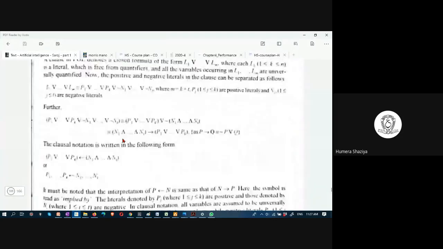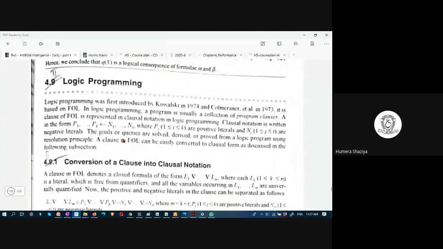In today's class, we will learn logic programming. We looked at predicate and propositional logics. Logic programming is based on first order logic. Anyone remember what is first order logic?